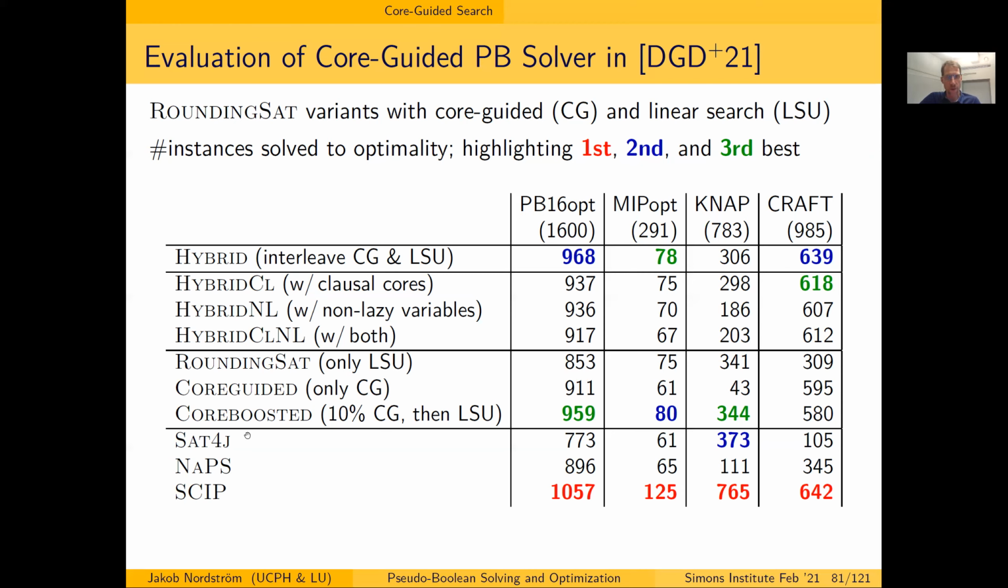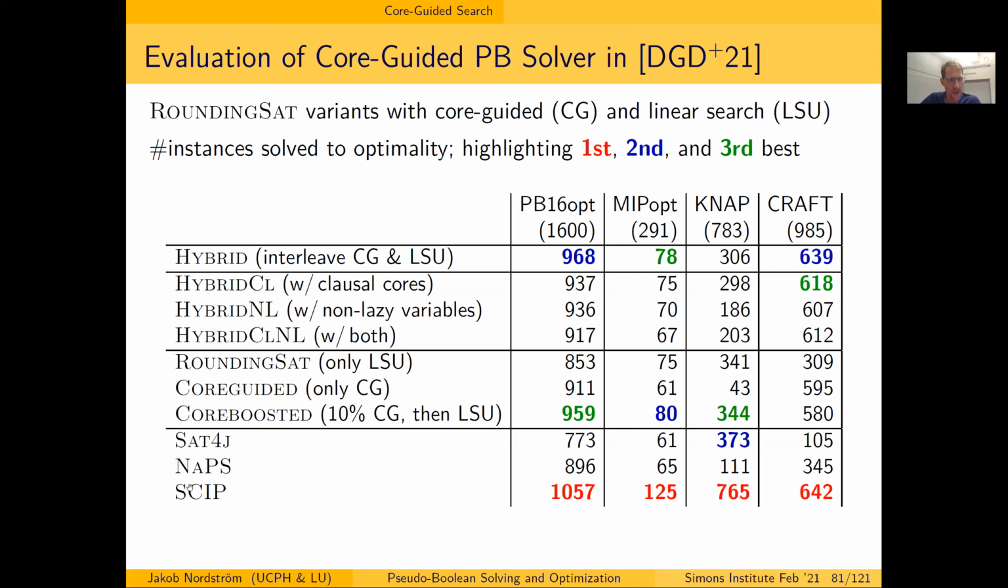So here we can see we're evaluating against two other Pseudo-Boolean solvers, Sat4j, that I've been mentioning before, and NAPS, which is a CDCL-based solver. They are very competitive or even better than this linear search rounding set on the Pseudo-Boolean competition benchmarks. But we see that once we throw in this core-guided component, rounding set gets much, much better, except for knapsack, where it seems that the tricky part is to find good solutions.